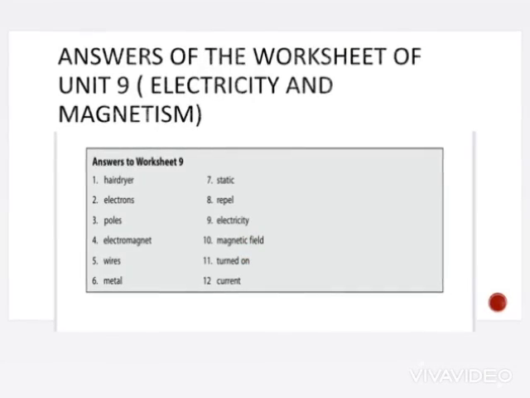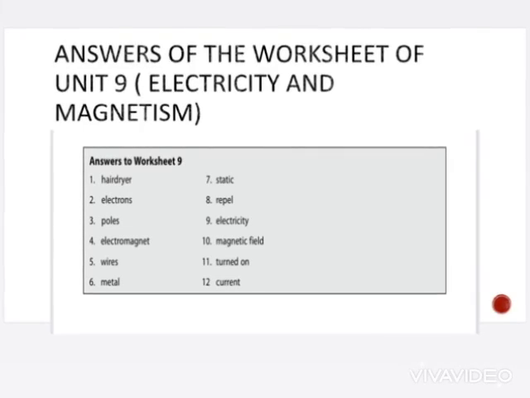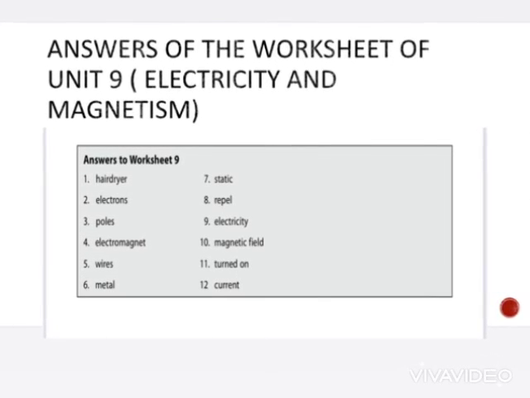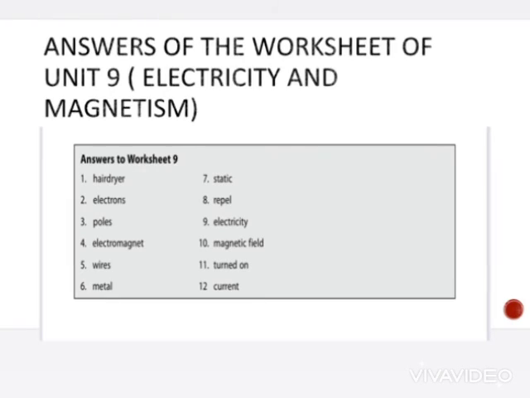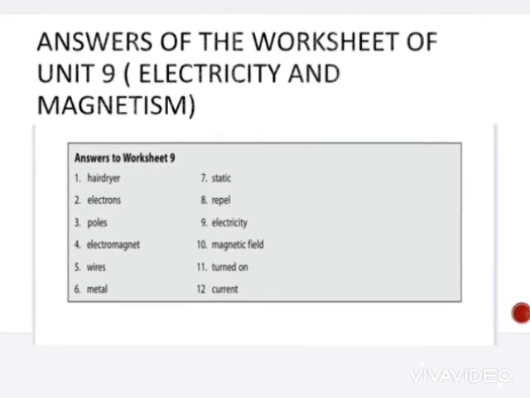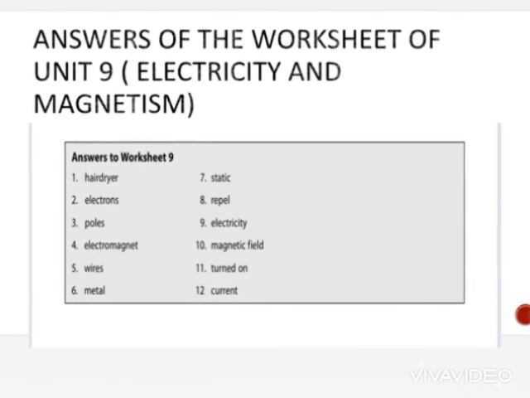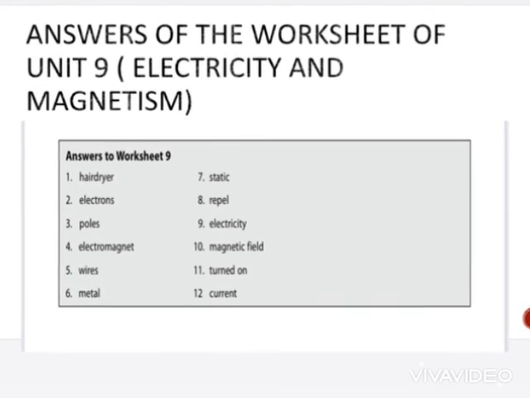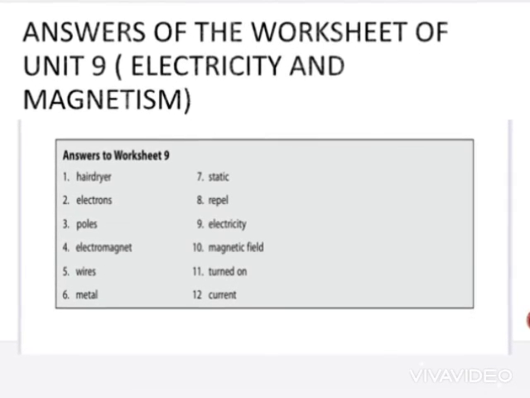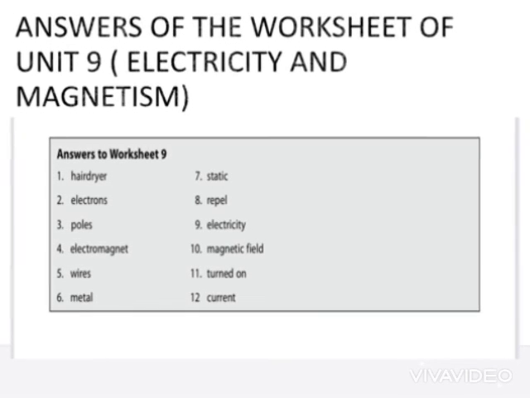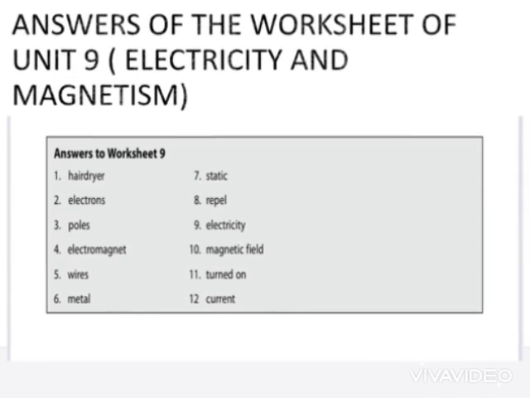Next, these are the answers of the match the column. Number 1 is hair dryer, number 2 electron, number 3 poles, number 4 electromagnet, number 5 wires, number 6 metal, number 7 static, number 8 repel, number 9 electricity, number 10 magnetic field, number 11 is turned on, and number 12 is current. If the worksheet is not clearly visible to you, do ask me on WhatsApp. I will send it to you, or if it is easier for you, you can get a print of it. Otherwise, write them down in your notebook.